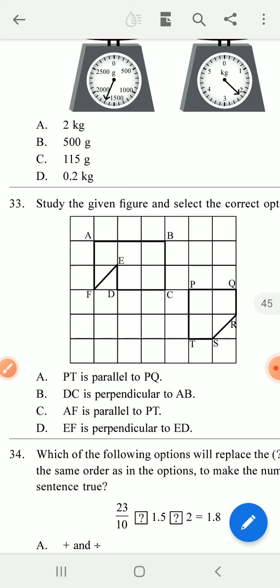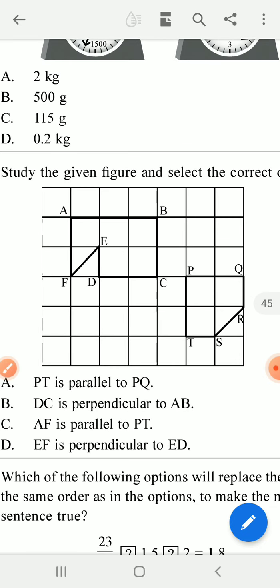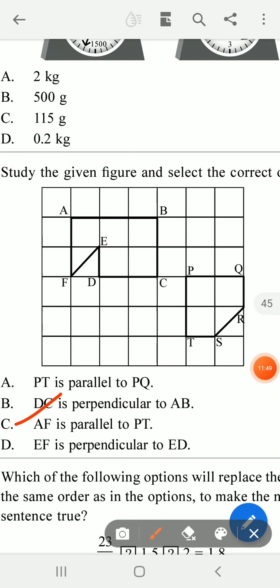C is the correct answer. AF is parallel to PT. Look here, AF parallel to PT. Yes, AF and PT are parallel to each other. So AF parallel to PT is the answer.